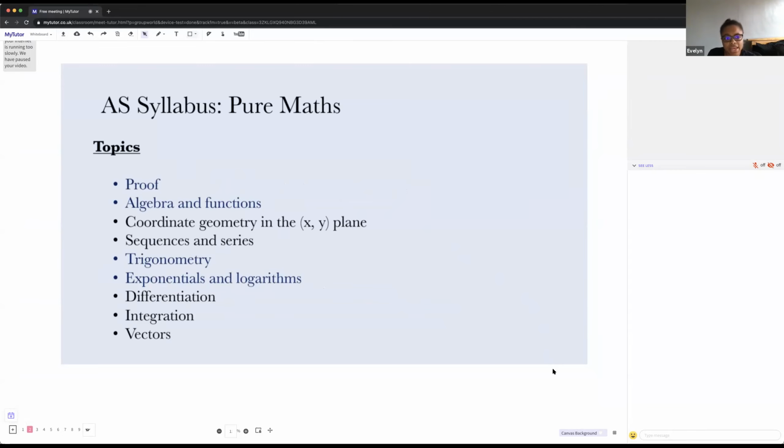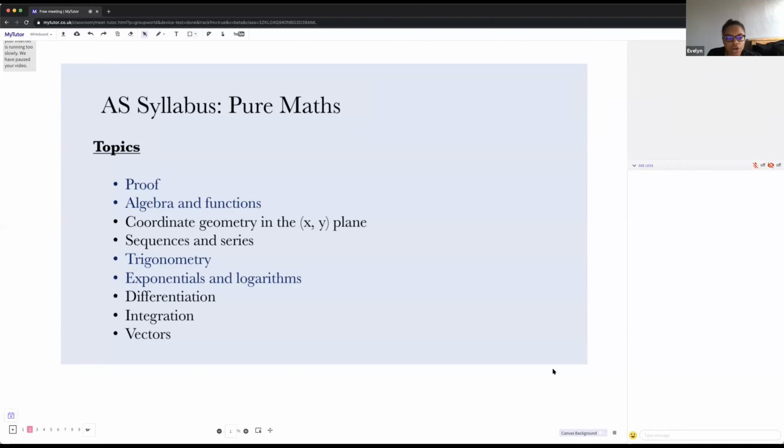So the AS syllabus for pure maths has the following topics: proof, algebra and functions, coordinate geometry in the X and Y plane, sequences and series, trigonometry, exponentials and logarithms, differentiation, integration, and vectors. The ones that I've highlighted in blue are topics that we'll be briefly going through over the next 3 days.